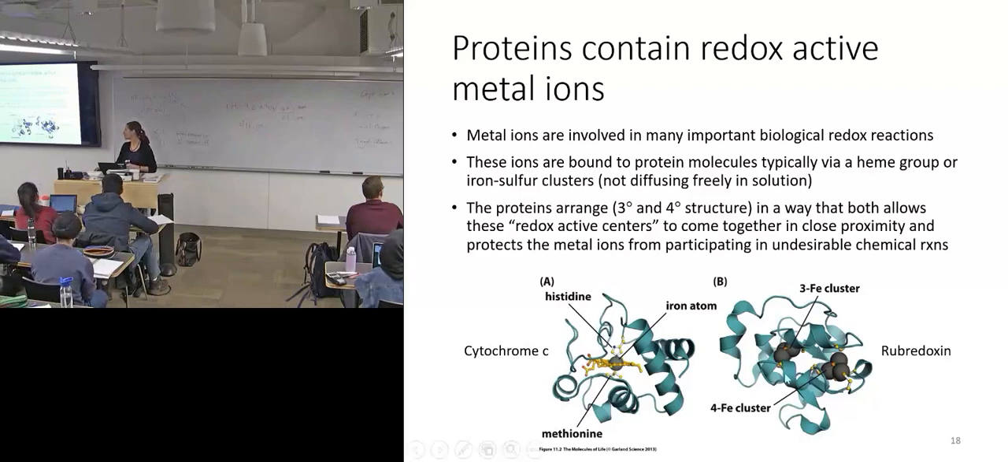You don't need to know that there's a 3 iron cluster with sulfurs here and in redoxin 4. I don't care about that. But nevertheless, there are several, many proteins that will have metal ions.